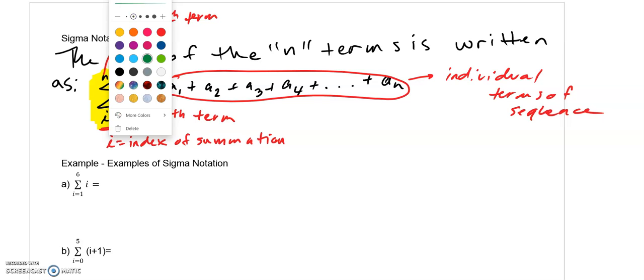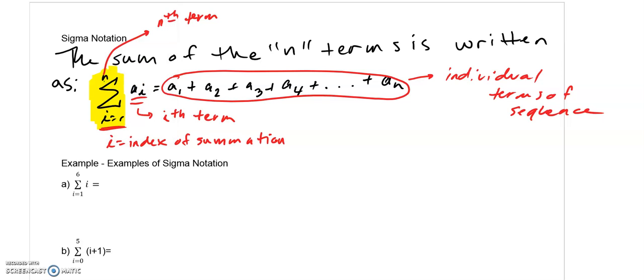And then the upper and lower bounds, so right here and right here, that's a 1. It kind of looks like an R. Those are the upper and lower bounds. So n is the upper bound, and 1 is your lower bound. You start by plugging in 1, and then you plug in 2, and then 3, and then 4, and then 5, and then 6, all the way to n, whatever n is. So that is your nth term.